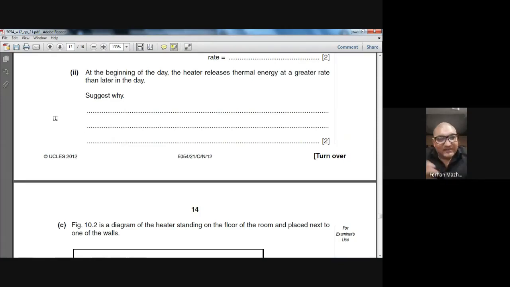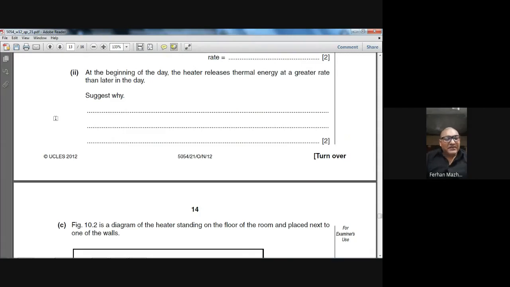But as the bricks lose their thermal energy, their temperature drops. And later in the day, you see what happens: the difference between the temperature of the bricks and the surroundings becomes smaller. So when the difference between the temperature of the hot body and the cold surrounding becomes smaller, then the rate of the thermal energy loss also becomes smaller. So this is the reason.